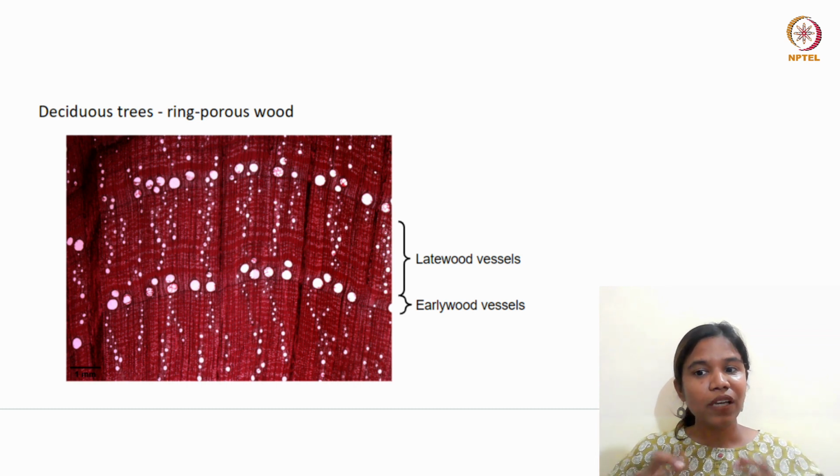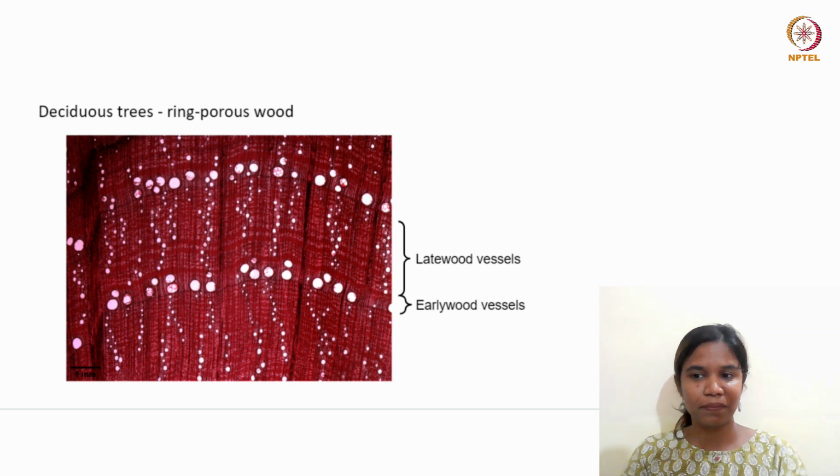One will be early wood vessels and the other ones are late wood vessels. These early wood vessels are distinctly larger than those which are formed in late wood. This ring porosity is considered an adaptation to seasonal climate. The big vessels of early wood help in enhanced sap conduction, enhanced water conduction, during the beginning of the growth season.